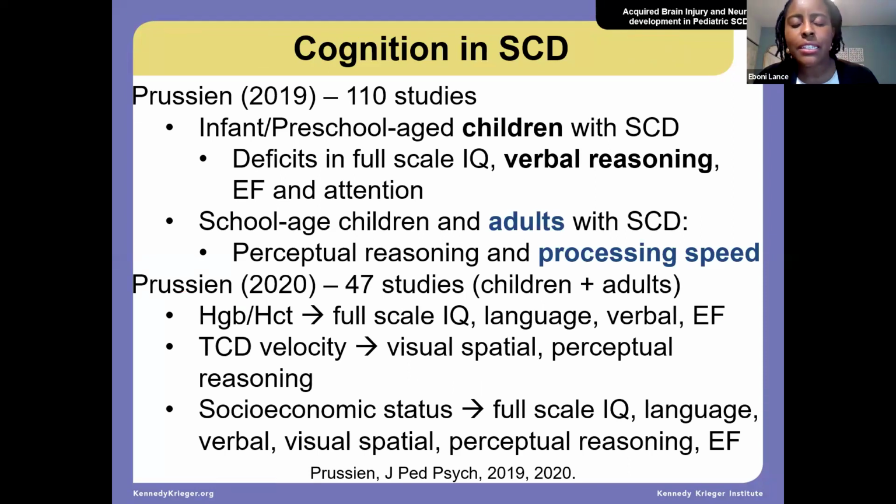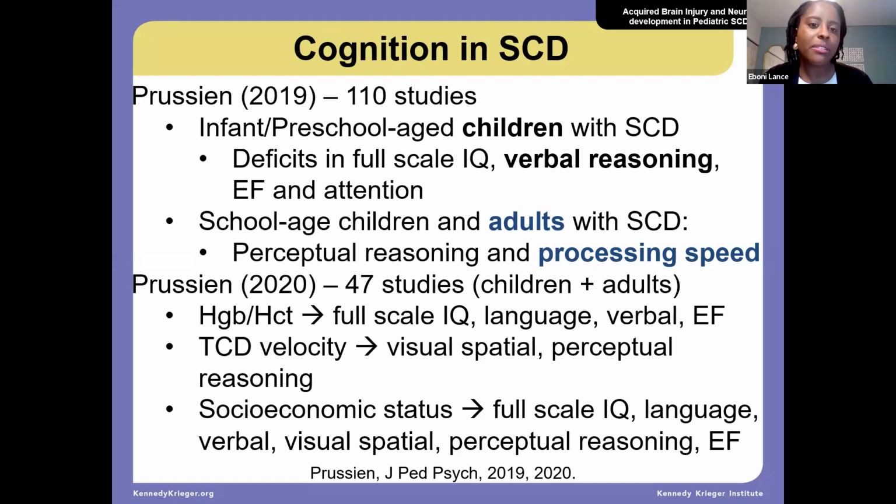Another study looked at IQs and other cognitive domains across the lifespan, and really found that infant and preschool age children with sickle cell disease had deficits in full-scale IQ, executive function, and attention, again, consistent with the patterns of brain injury that we see, and that verbal reasoning was predominantly what you see being affected in these younger patients. And then in school-age children and adults with sickle cell disease, perceptual reasoning and especially processing speed were the things that were most affected in these patients.